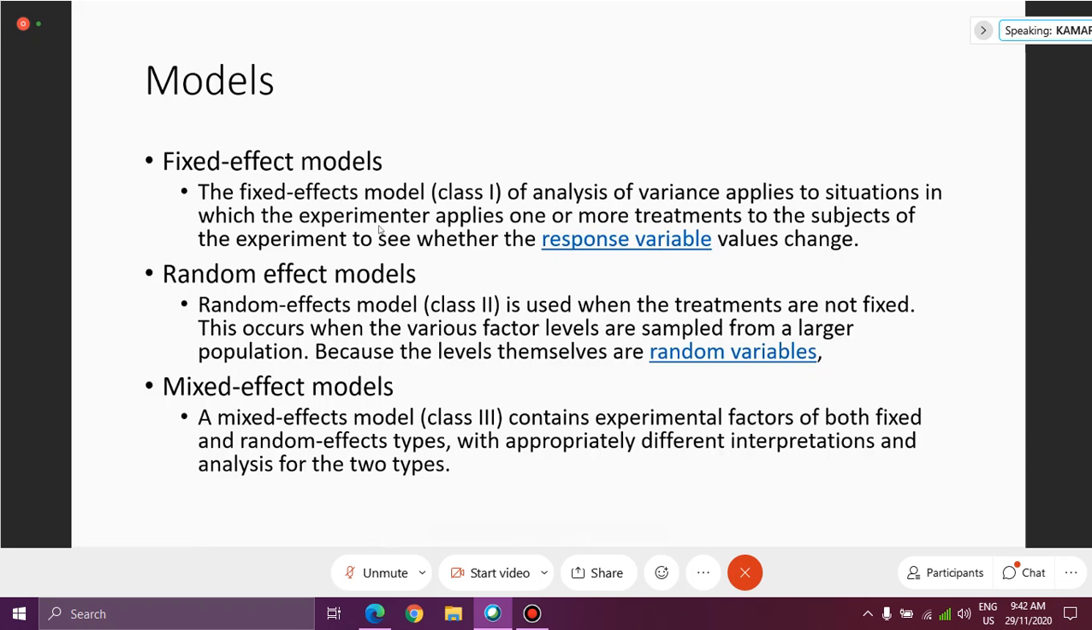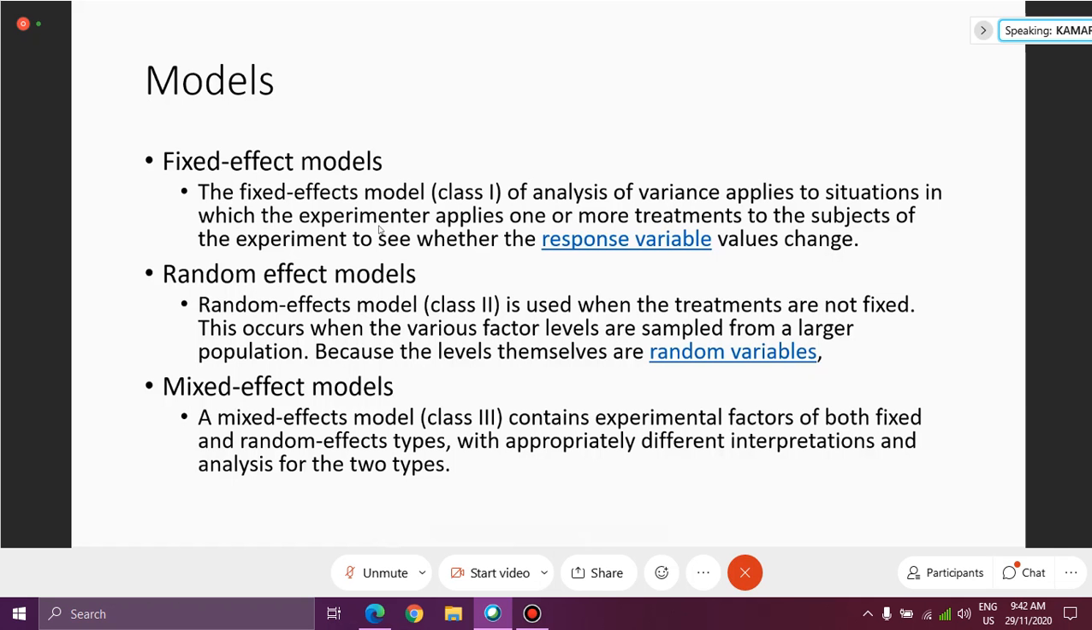Fixed effect models mean the groups that we compare are not random. It means that we purposely choose group 1, group 2, and group 3. For example, group 1, group 2, group 3, and group 4.